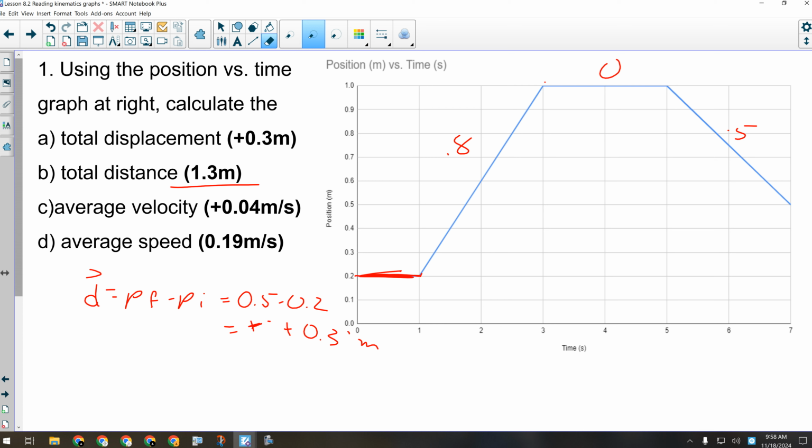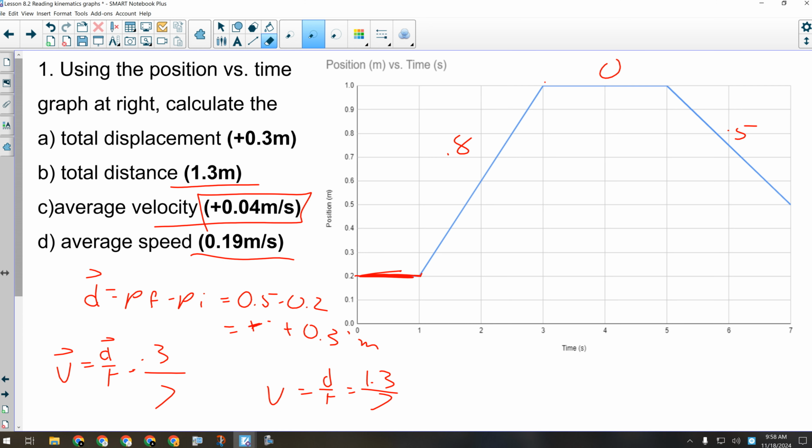Yes. Okay, so for C, we're looking for average velocity, total displacement over total time, 0.3 over 7 seconds, which should give us positive 0.04 meters per second. The positive is important. And then average speed, v equals d over t, 1.3 divided by the total time, which was 7 seconds, and we get 0.19 meters per second, no vector. That is exactly the kind of thing I would ask you to do on a quiz.